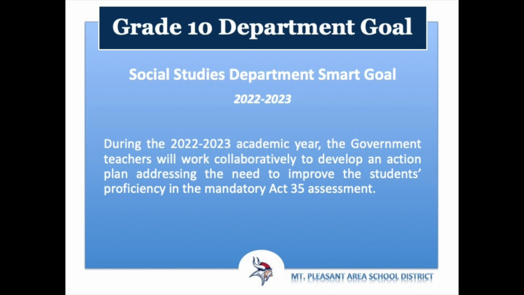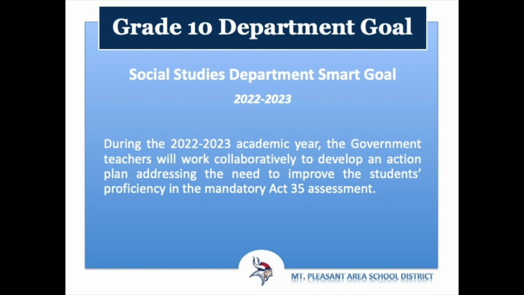The department goal for grade 10 government will be to work collaboratively with my cohorts to develop an action plan that addresses the need for actively improving the Act 35 assessment proficiency. Currently, in order to graduate in the Commonwealth of Pennsylvania, all high school students must pass what amounts to a citizenship test with a score of at least 70% that is developed by the local educational assessment team.